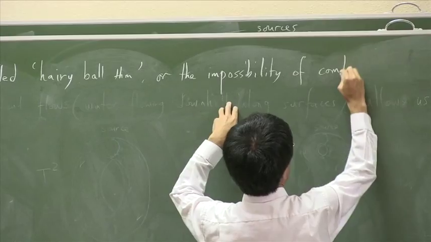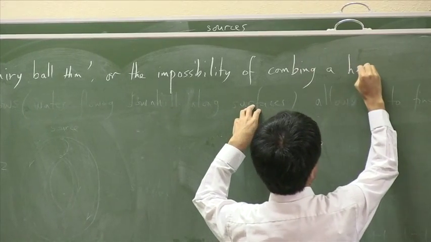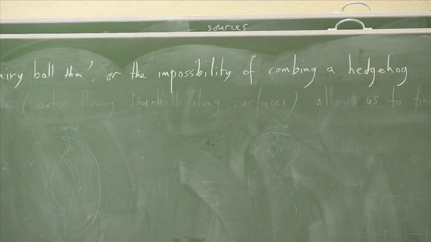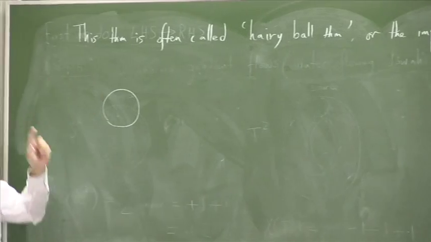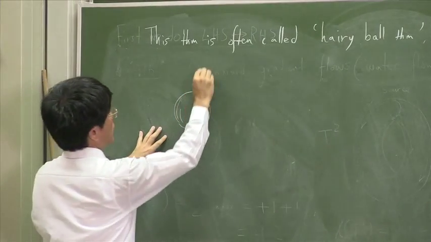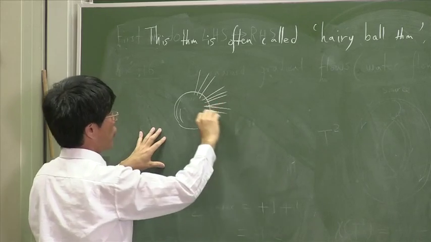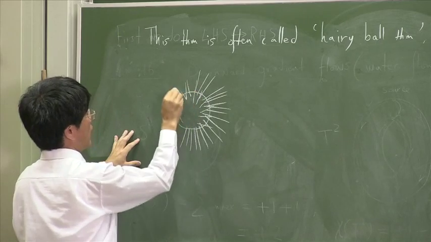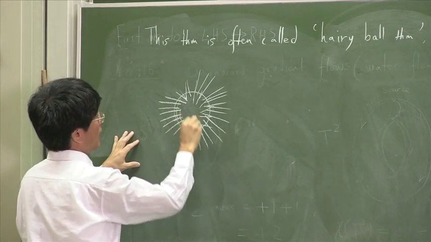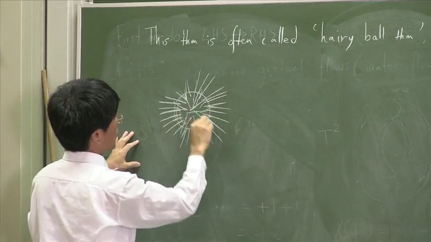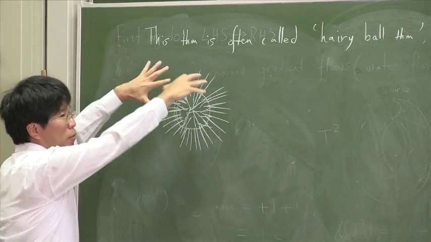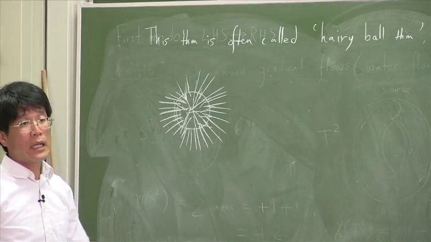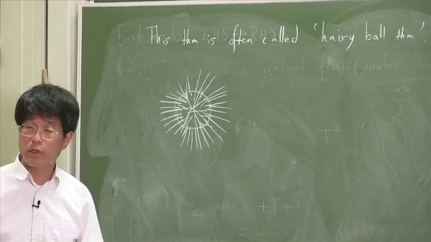Hairy ball theorem, or the impossibility of combing a hedgehog. Do you know what a hedgehog is? Hérisson in French, but I'll draw a picture for you. So what we mean is the following. Suppose that you have a sphere, but which has a lot of hair, hair coming out from all over the place. Can you imagine such a thing? All directions. Hair. And suppose that you want to make all those hairs tangent to the sphere. Can you do it in a smooth way, in a continuous way?